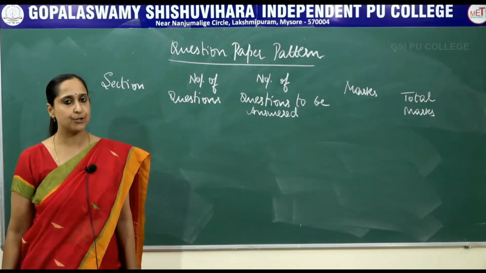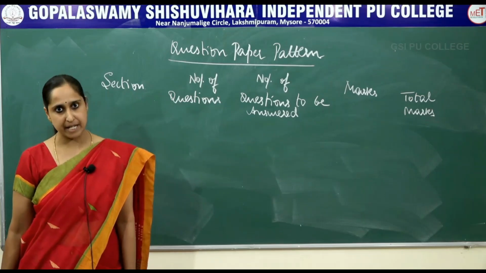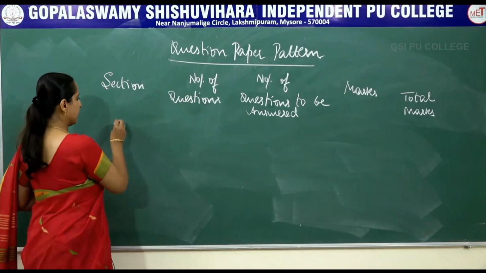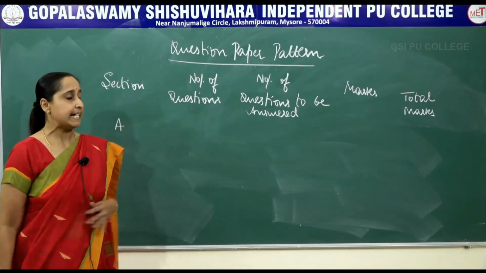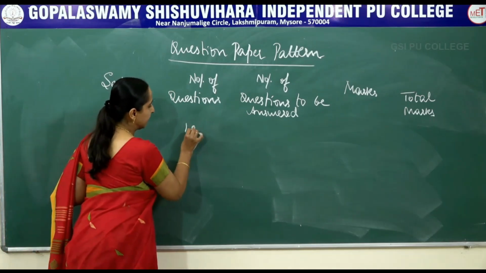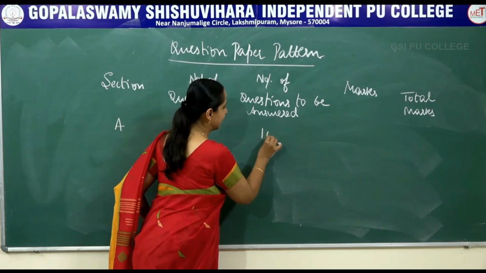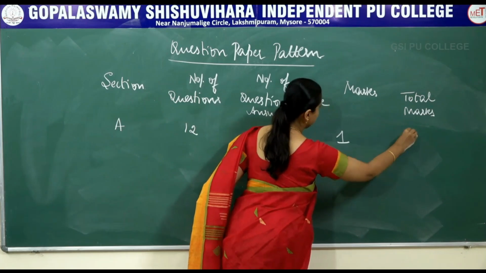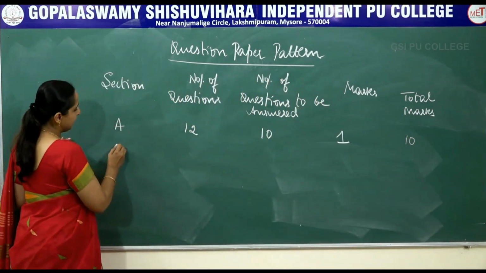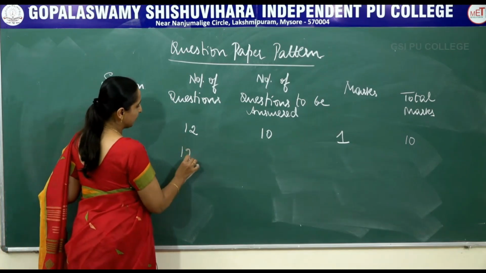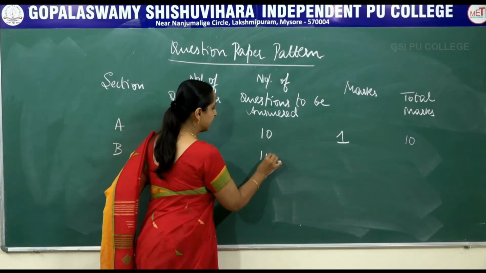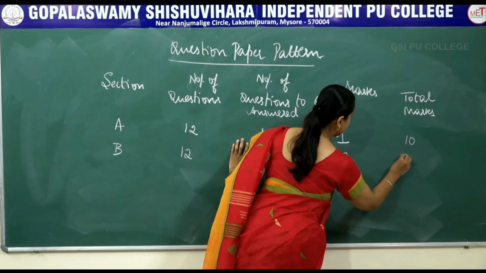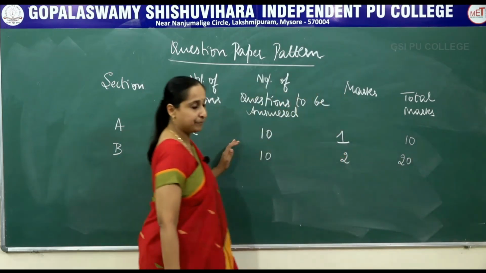So the total duration to write the exam is 3 hours 15 minutes and the total marks allotted is 100. So there are 5 sections A, B, C, D and E. In section A, 12 questions will be given, out of which you have to answer any 10. Each question carries 1 mark, so the total marks in section A comes to 10. In section B, again 12 questions will be given, out of which you have to answer any 10. Each question in section B carries 2 marks, so total marks in section B comes to 20.